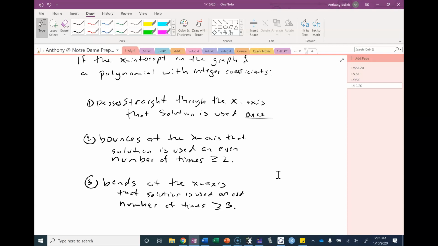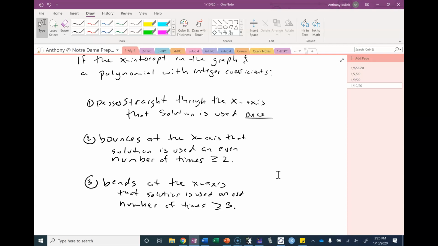So the question becomes, what do these things look like? Bends, bounces, and straights, right? That's the next question. Yes, Tom. How do we know how many solutions each equation has? That's the same as the degree. I know, but what would we do if we needed 2 solutions?